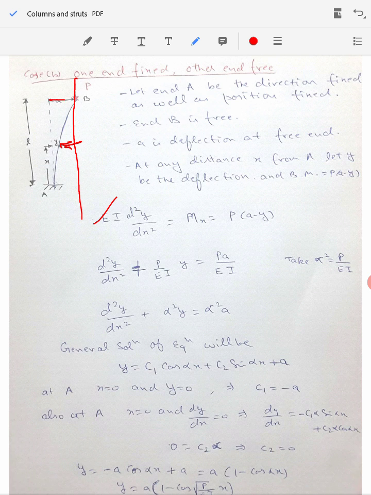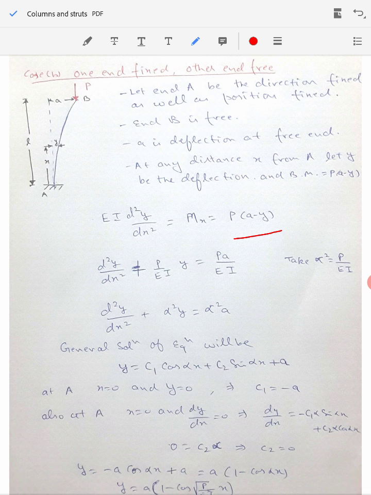Because this is A and this is Y, this distance will be A minus Y. So you substitute here P into A minus Y. Remember, this time I have given the positive notation here because my sign convention says this is a positive bending moment, because of the way I have to consider my equation. So that is EI d²y/dx² equal to P times (A minus Y).